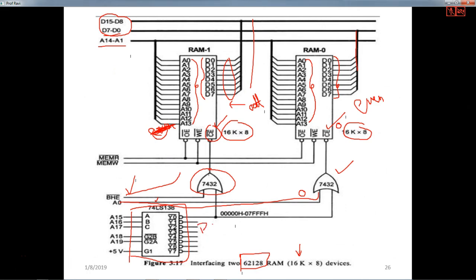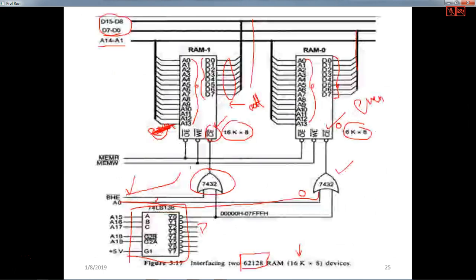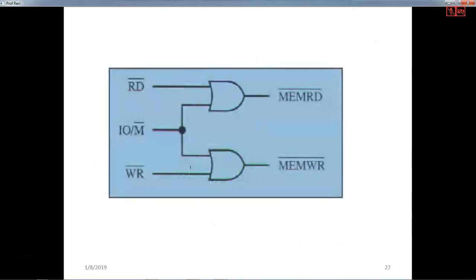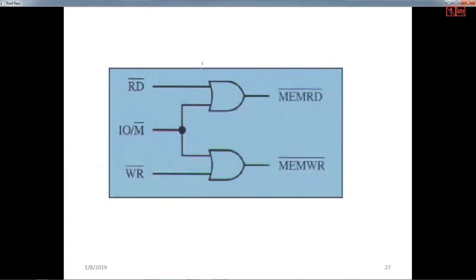Now one more thing: what is asked in the question is that the memory mapping should be of 00000 to 07FFF. Whenever the processor releases this address, it should go to the memory. Now here you have memory read and memory write. These are the two signals from the processor. Memory write you connect to write enable, and memory read you connect to output enable. So how do you generate these two signals? Memory read or memory write can be generated by using this particular logic.